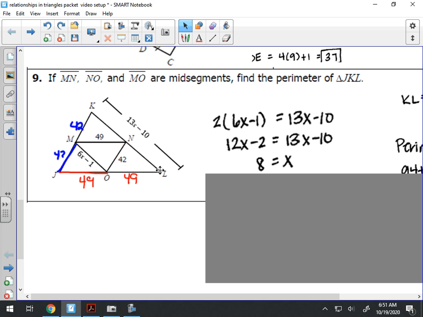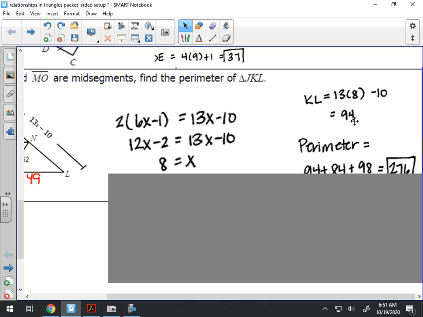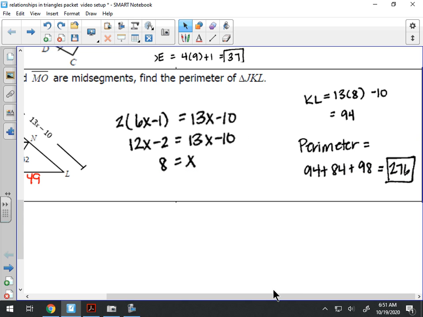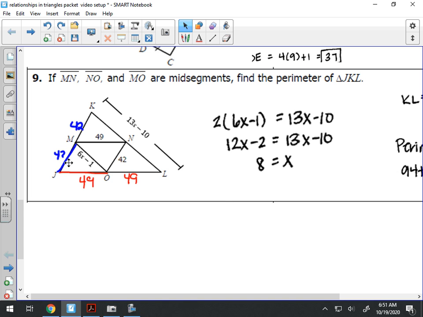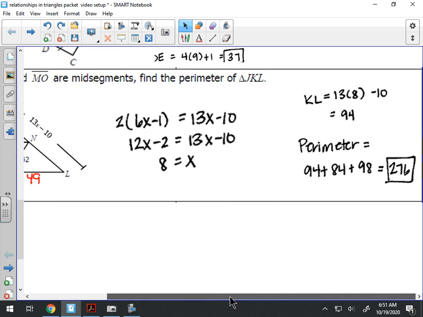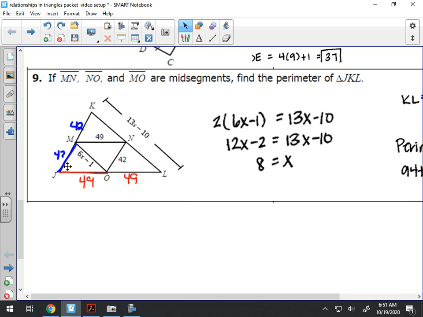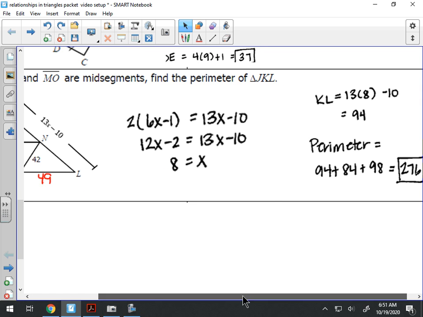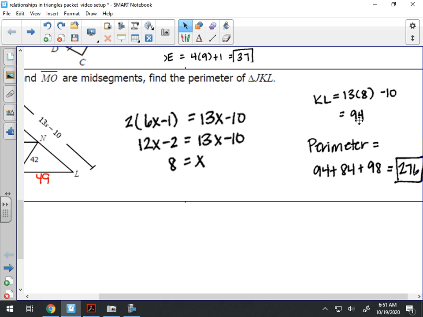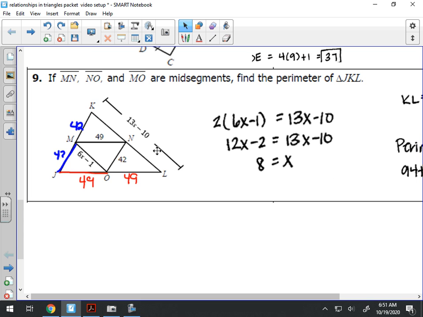Okay, so then I'm going to go to KL. I'm going to throw that 8 in there. 13 times 8 minus 10 to get 94. And don't forget to find the perimeter of the big one. So I got that 42 plus 42 is 84. That's where the 84 came from. 49 plus 49 is the 98. And then I get the 94 from my KL, add it all together, and get 276 for the perimeter of the big one. JKL is the big triangle. All right, moving on to the next page.